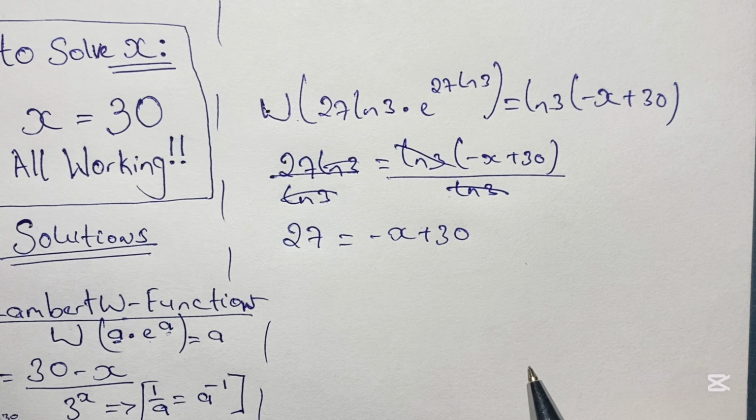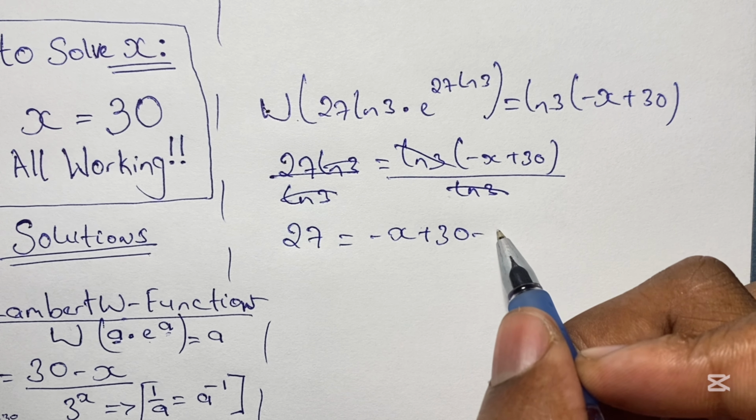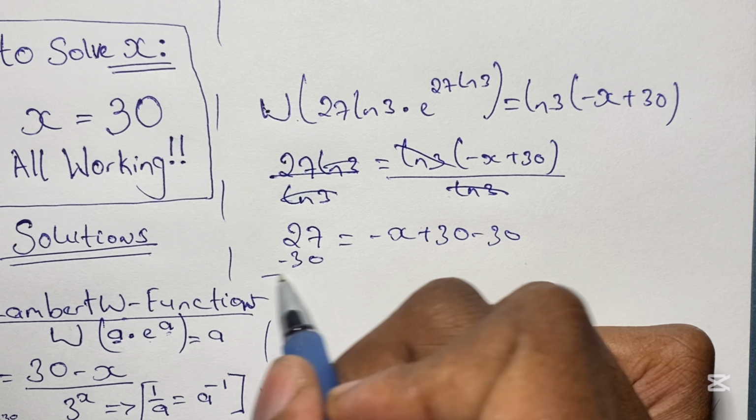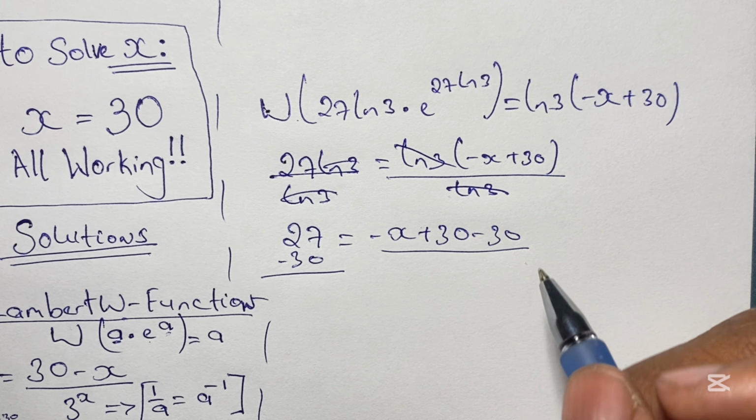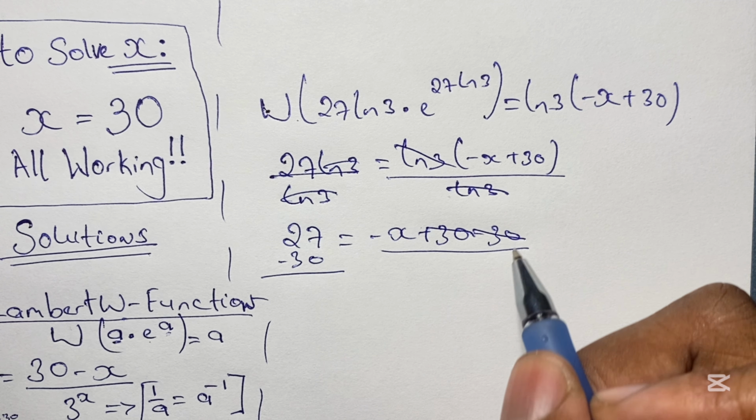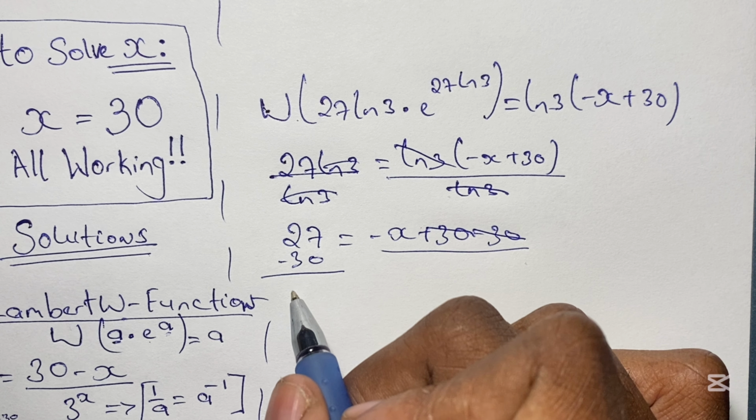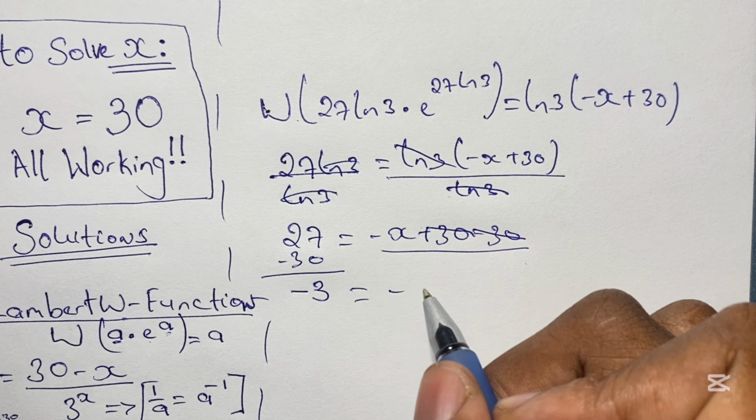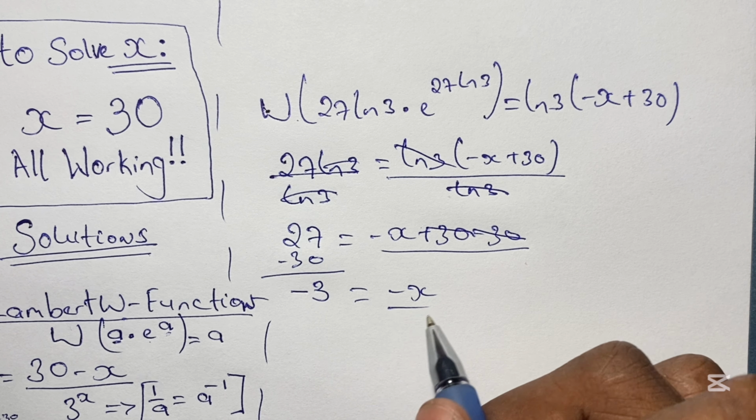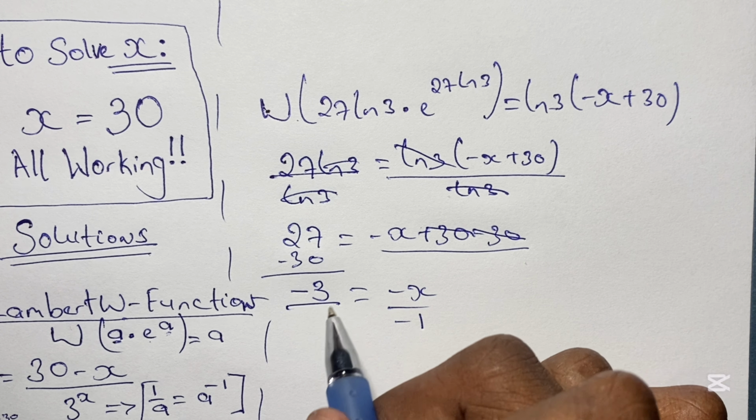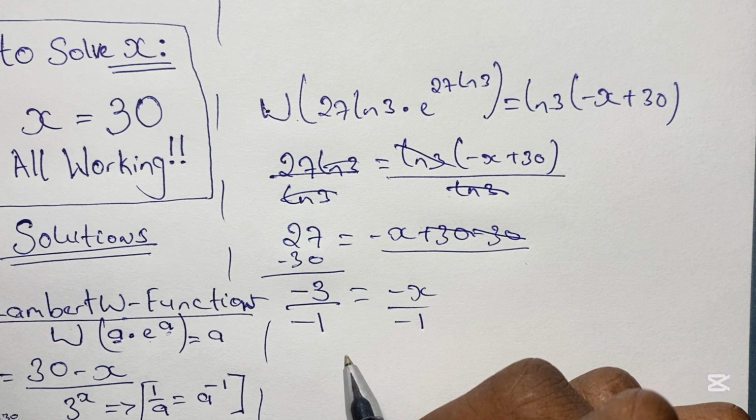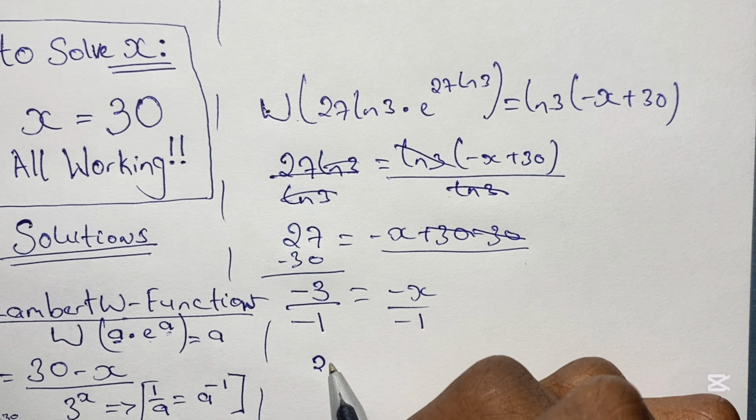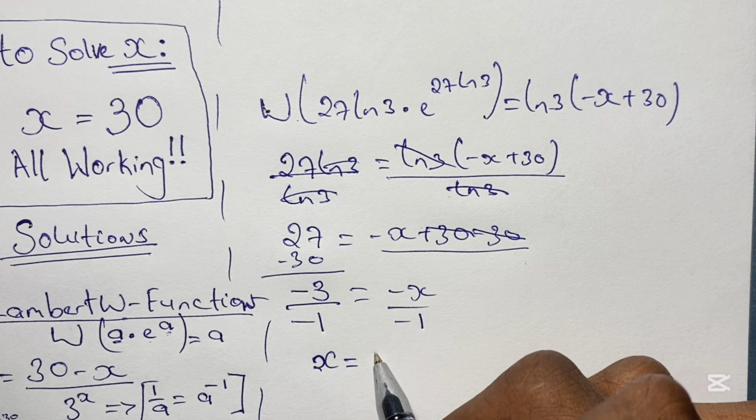And then from here we continue to solve for x by subtracting 30 from both sides. So we have negative x plus 30 minus 30, and 27 minus 30. On the right, the 30s will cancel out, and on the left, we're going to have 27 minus 30, which gives us negative 3, and this is equal to negative x. We solve for x by dividing both sides by negative 1. Having divided both sides by negative 1, it is clear that x is therefore equal to 3.